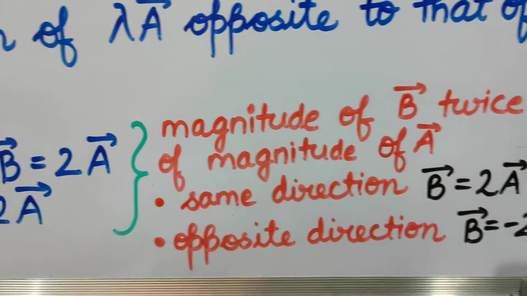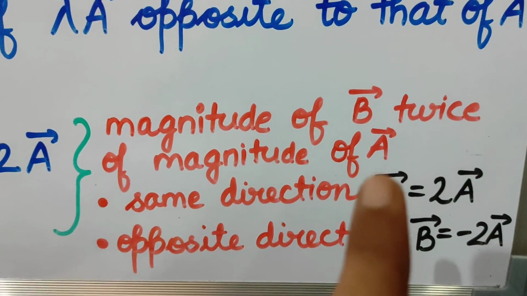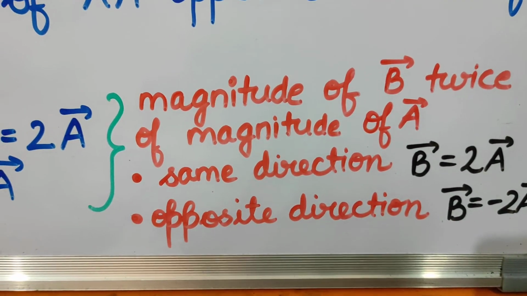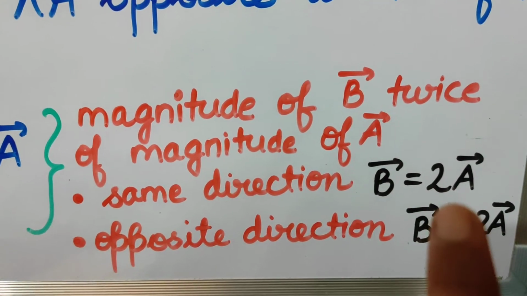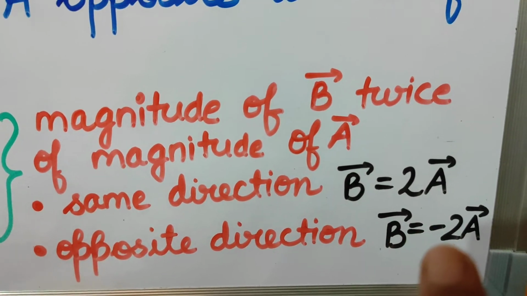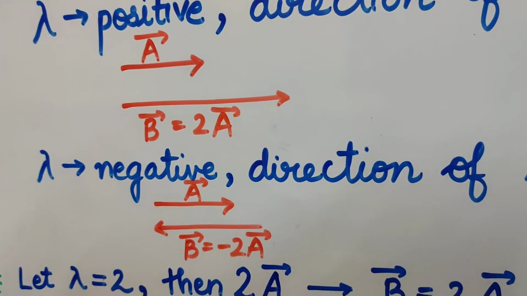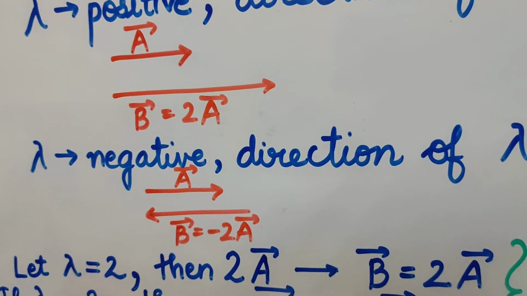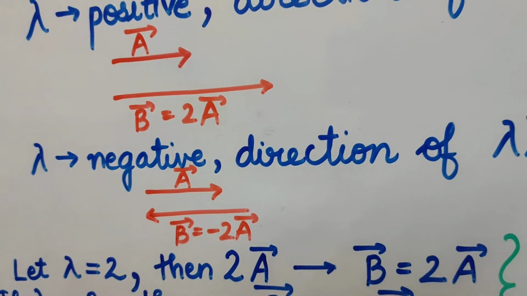Fine. Now the magnitude of this new vector B, as you can see in both these cases, is twice the magnitude of vector A. You can see here, the magnitude of this vector B is twice the magnitude of vector A, and this vector B is in the same direction if B is equal to twice vector A, and is in the opposite direction if this new vector B is equal to -2 times vector A. So the same concept applies here: if lambda is positive, these two vectors are in the same direction, and if lambda is negative, then the direction of new vector B and vector A will be opposite.